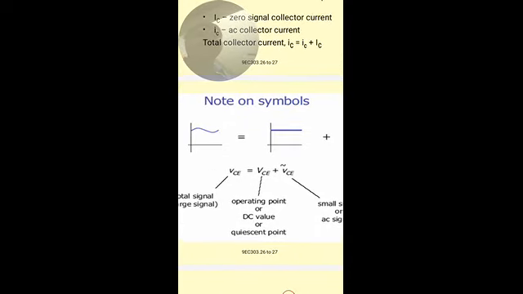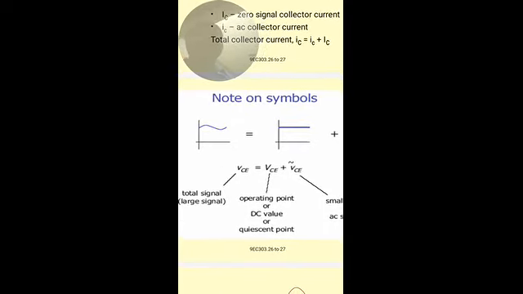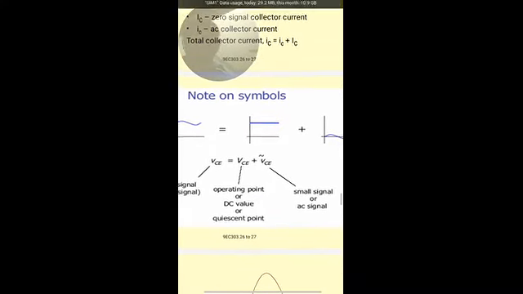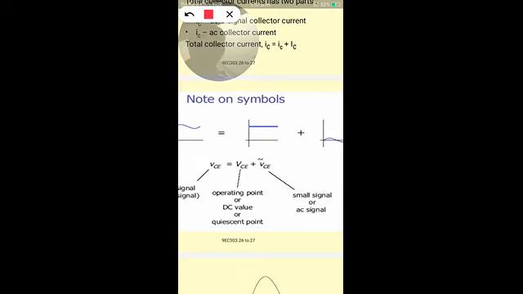This is the output voltage. So here, initially, we have a DC voltage VCE, and this is a small AC output voltage across the RC.